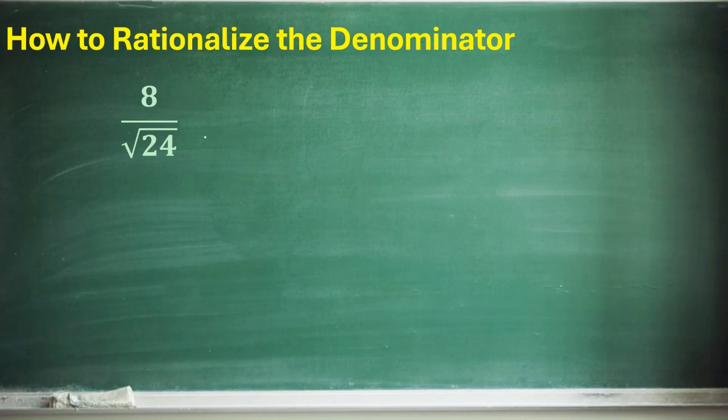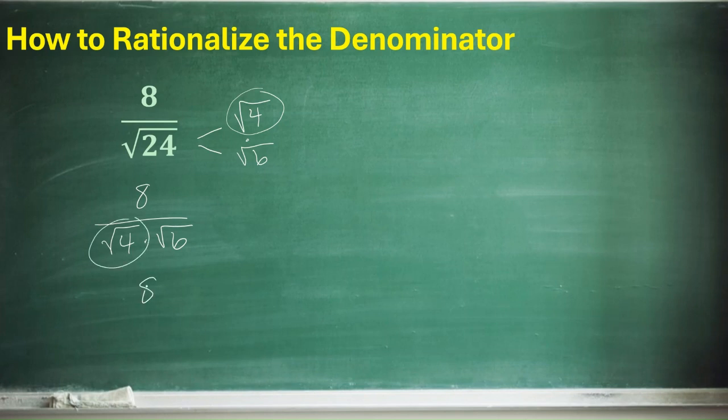So I know that root 24 has root 4 as one of its factors times root 6 as one of its factors, right? So root 4 is the perfect square. So I know that I could rewrite this like this, if I were going to do this algebraically. And what I know is this is really equal to 2. So I could rewrite this as 8 divided by 2 times root 6.